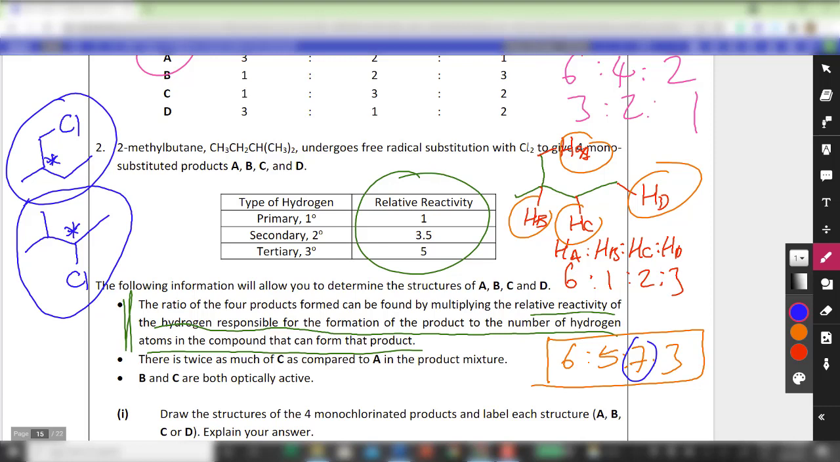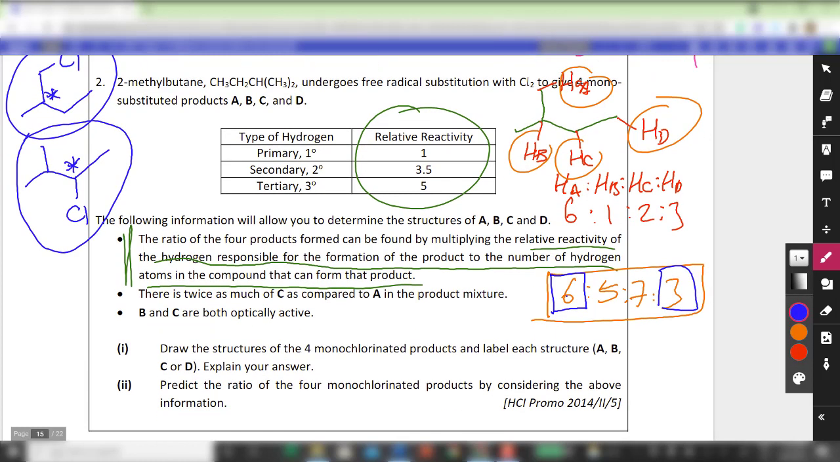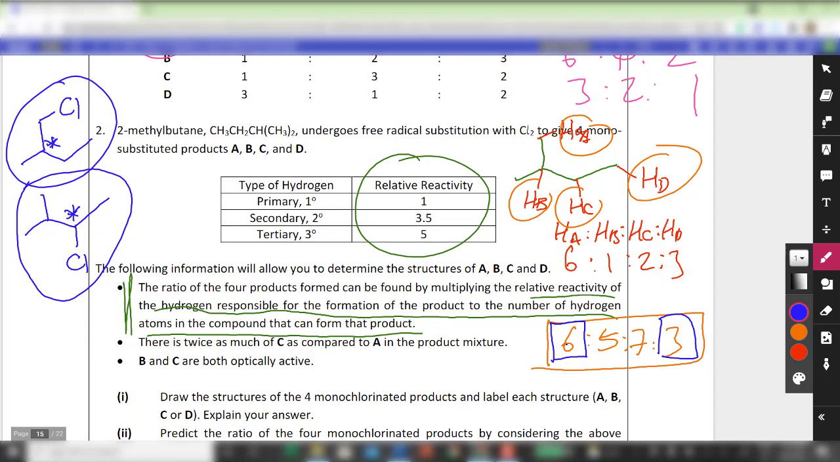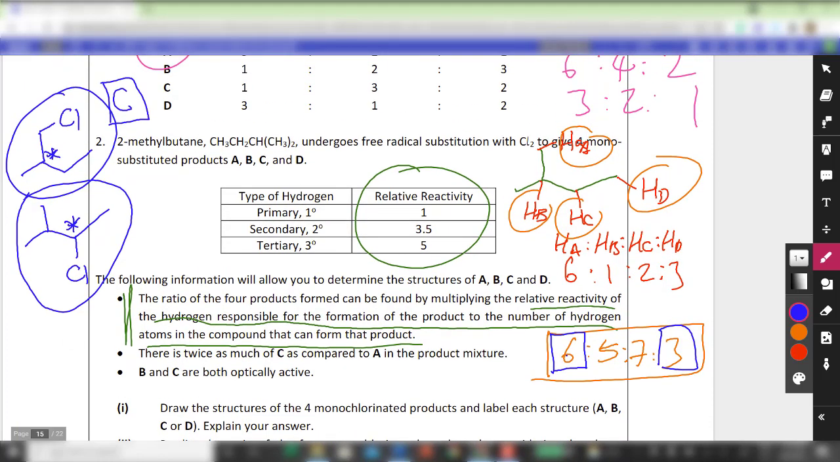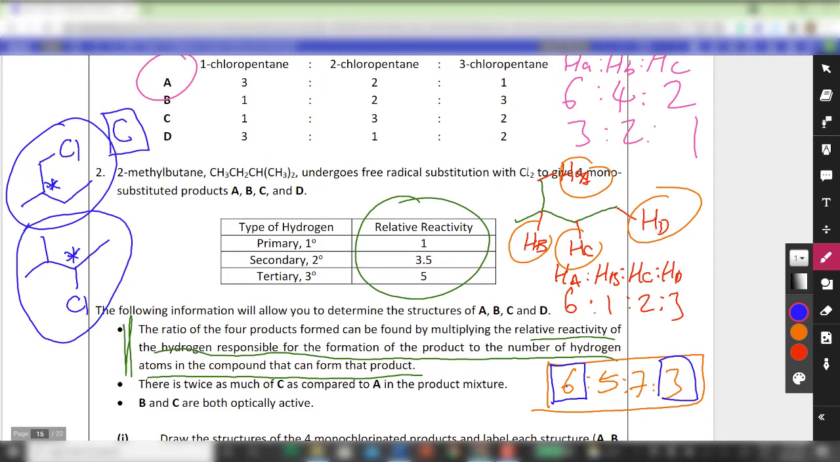Because if you look at the replacement of HA, the ratio of this, 6, is twice greater than one of the numbers here. So in this case, it's twice greater than 3. So I think from here you can straight away predict that C is actually this. Okay, so this is C, and A is actually replacing HD with the chlorine. So in this case, D will actually look like this. Okay, so this is D.